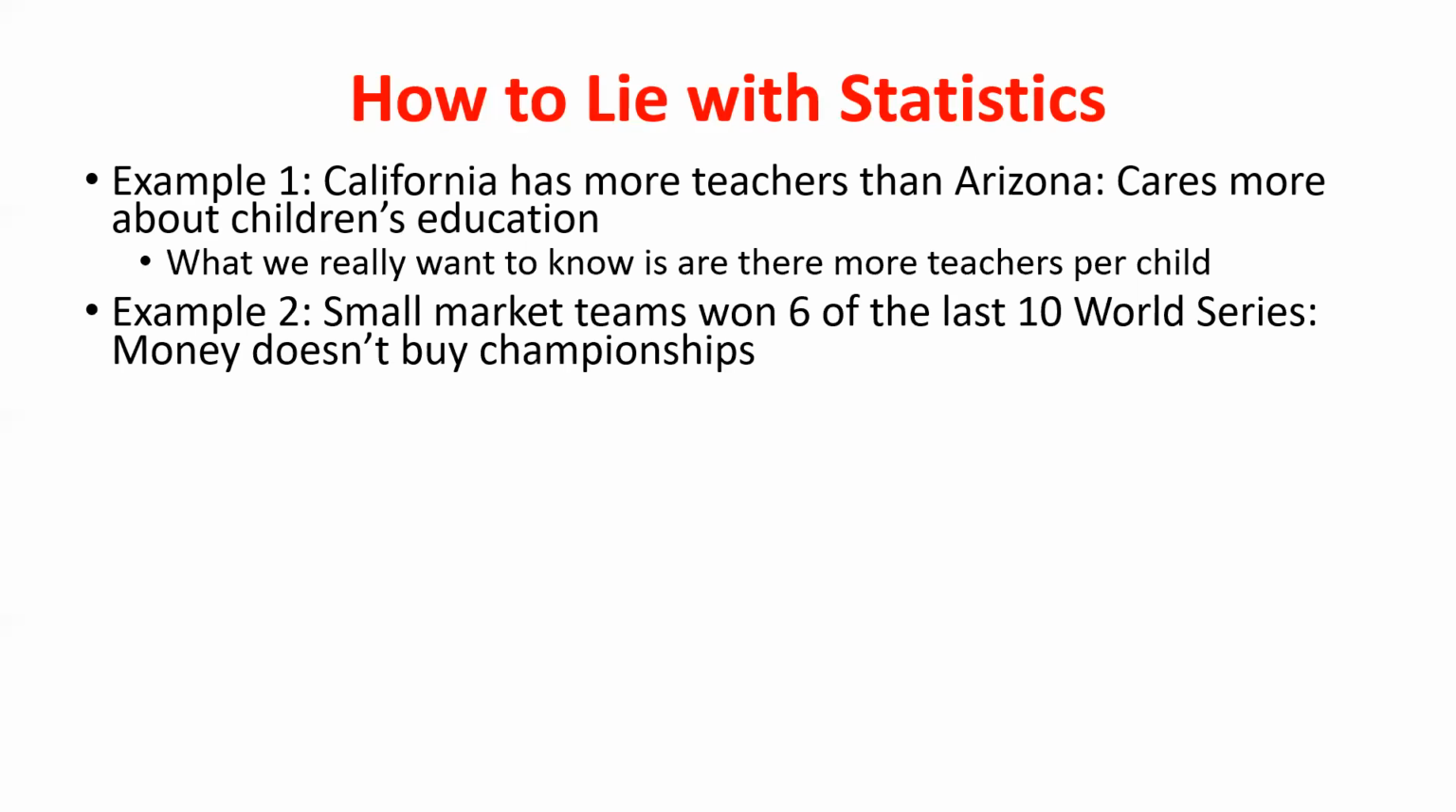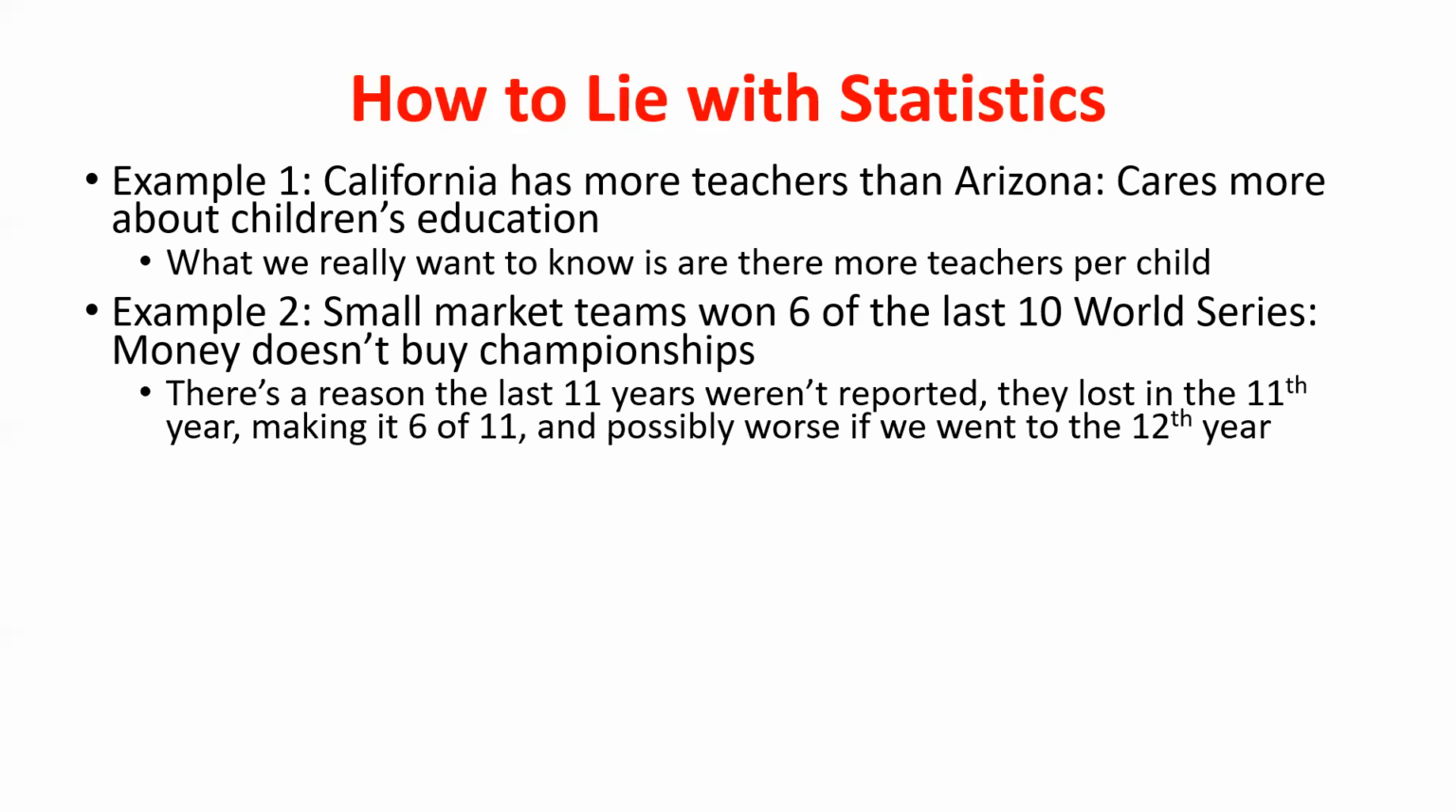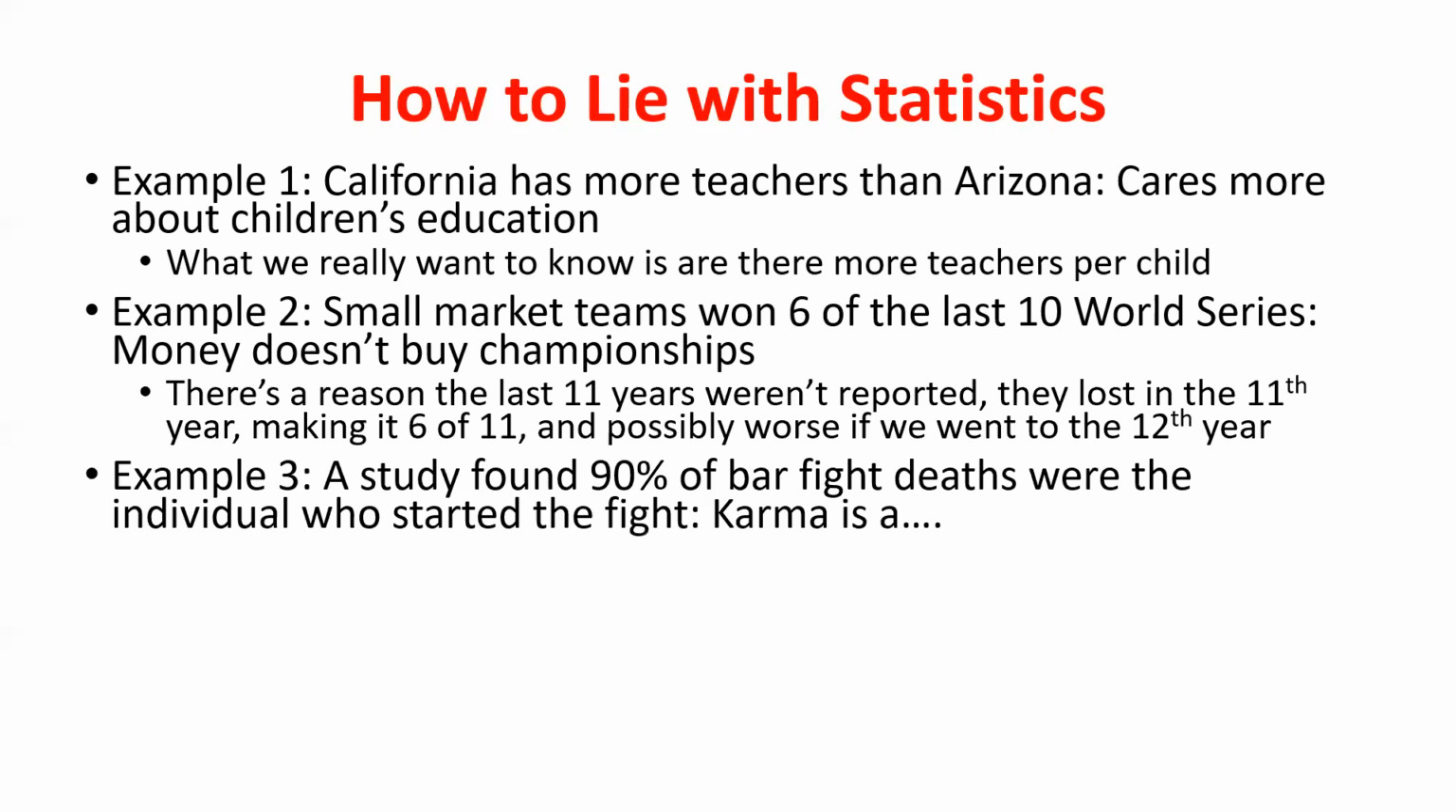But what probably happens, why didn't they go back 11 years? Because if they went back to the 11th year and a small market team won, it would be 7 out of 11 instead of 6 out of 10, which is a better percentage, right? Well, what's probably true is that in that 11th year, a small market team didn't win. So now instead of 6 out of 10, it's 6 out of 11. And maybe if you go back to the 12th year, it's only 6 out of 12, right? Anytime you see data censored, or it starts and stops, like they're only looking at the last 18 years, why didn't you go back to 20? 20 seems nice and round. There must be something weird about those 2 years that you decided not to include. Anytime they censor data, think about why. Probably because it doesn't tell the story. The other years probably don't support the story they want to tell you.